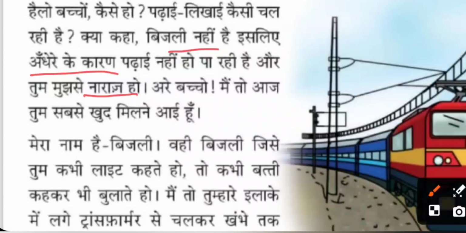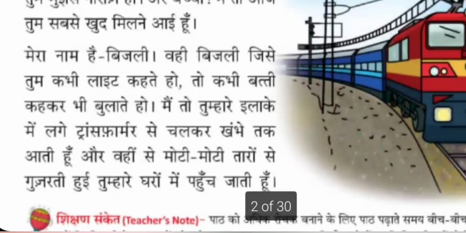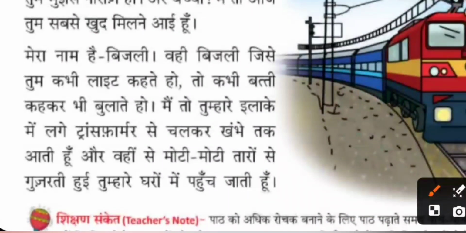अरे बच्चों, मैं तो आज तुम सबसे खुद मिलने आई हूँ. So it's addressing the students and telling, today I have come myself to meet you all. खुद मिलने में, I have come myself from inside to meet you people. मेरा नाम है बिजली. So it is introducing, my name is electricity. वही बिजली जिसे तुम कभी लाइट कहते हो. Sometimes you call me fan, sometimes you call me light, sometimes you call me बत्ती.